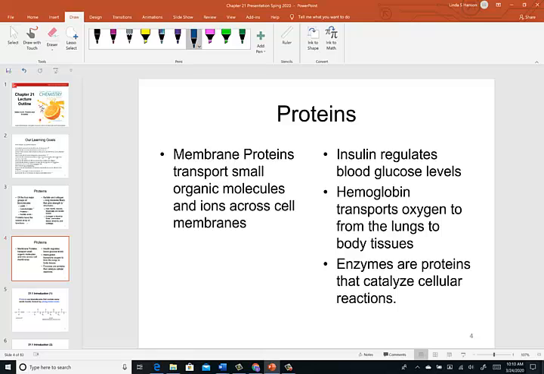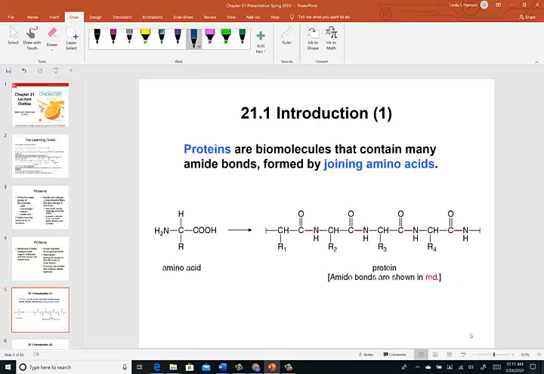Another area we often find proteins is embedded in cell membranes. These cellular proteins transport small organic molecules or ions across the cell membrane, making it selectively permeable. You can have passive or active transport at the site of those proteins. Another protein is insulin, hugely important in regulating blood glucose levels. Have you heard of hemoglobin? Of course, in our blood, it transports oxygen from the lungs to all of our body tissues. And enzymes, those nature's catalysts that help regulate the rate of a cellular reaction. So, with your notepad ready, let's begin.